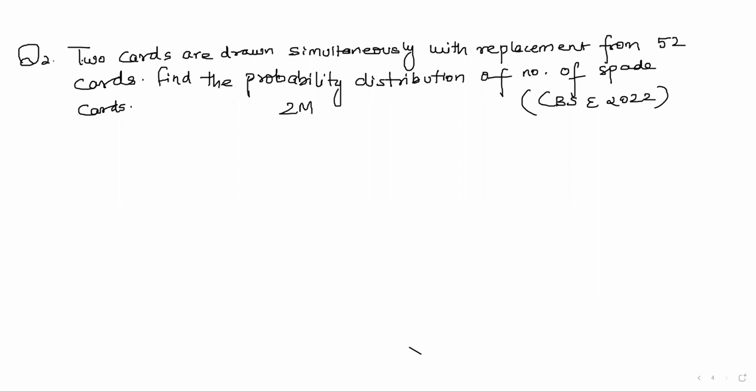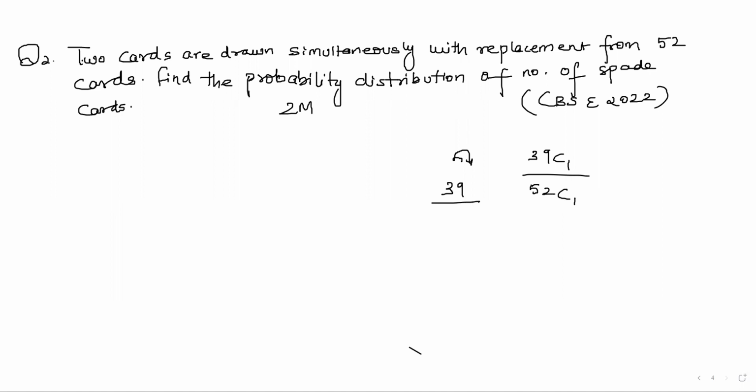Just give me a minute. Okay, Nabil, what they are saying is two cards are drawn simultaneously with replacement. So that means they have drawn one card, they have replaced that in the 52, and they draw again. So first time when they are drawing a card, Nabil, and that should not be a spade, then what will be the probability? 39C1 by 52C1.